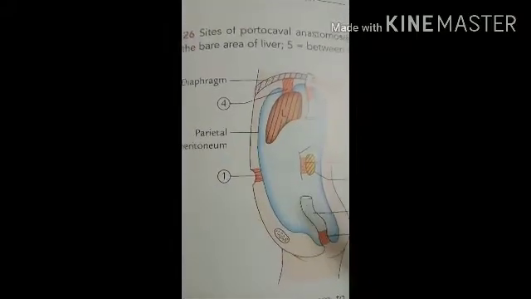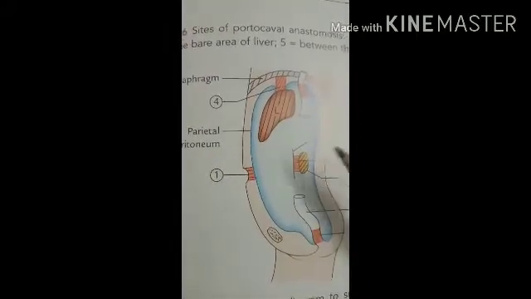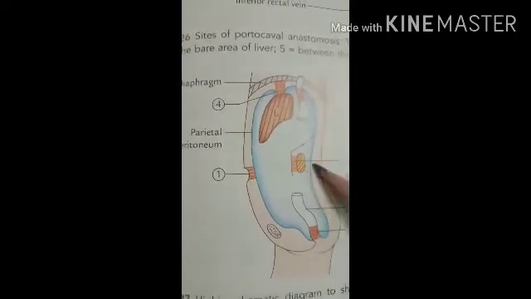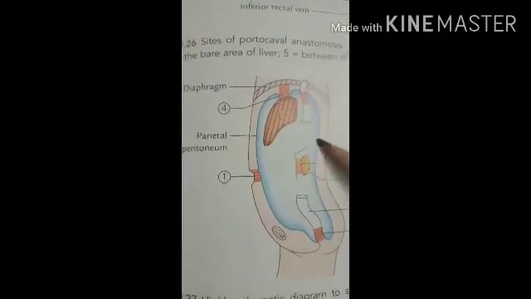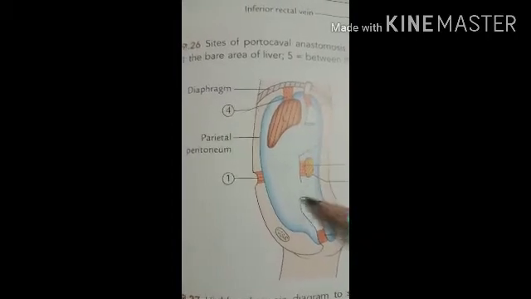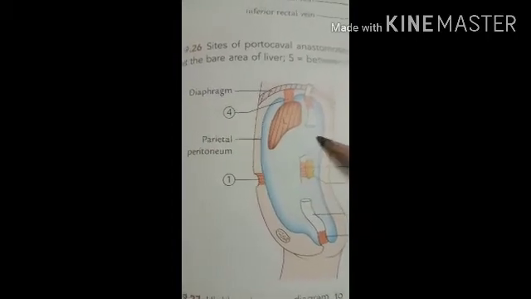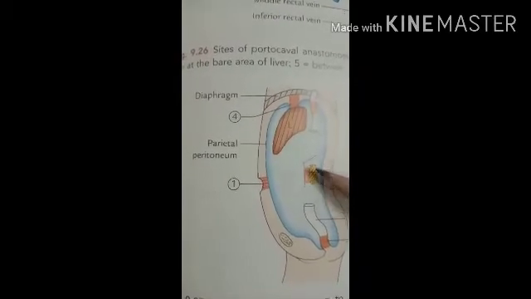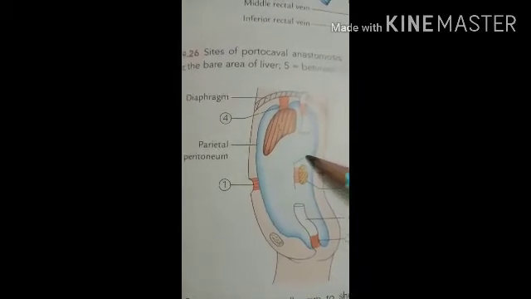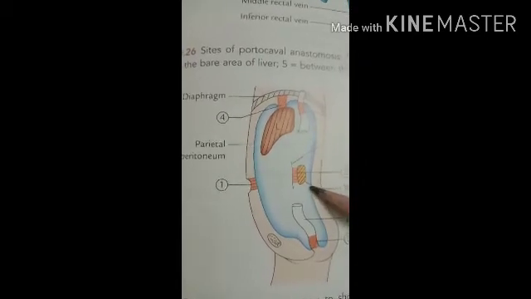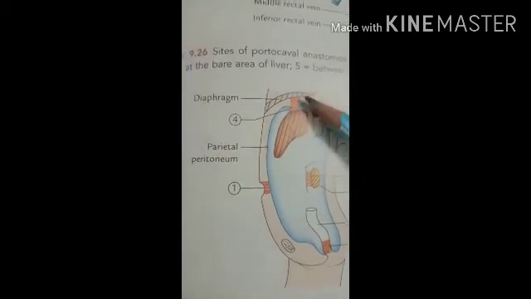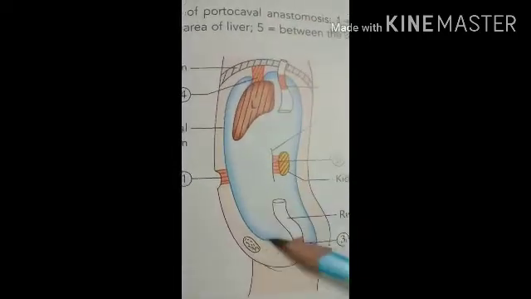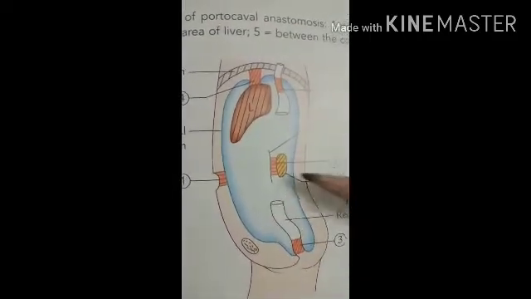The fourth portocaval anastomosis occurs on the extraperitoneal surface of the retroperitoneal organs. The retroperitoneal organs, which lie posterior to the peritoneum, are the kidney, suprarenal gland, duodenum and spleen. In this region the portocaval anastomosis occurs. And fifth is the bare area of the liver. So these are the 5 important portocaval anastomoses.